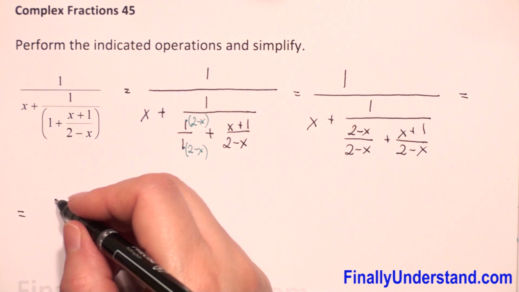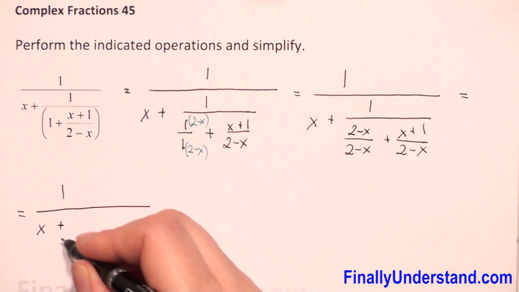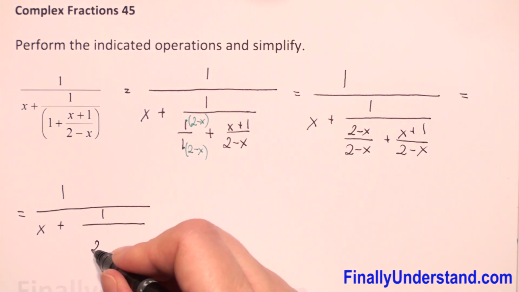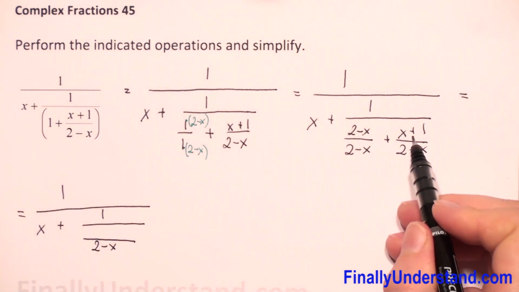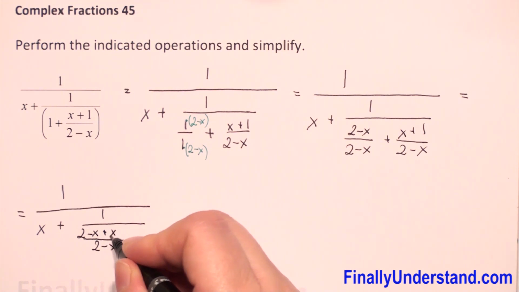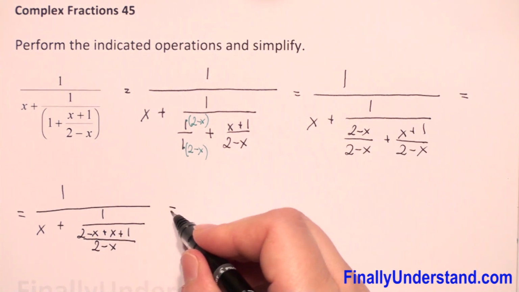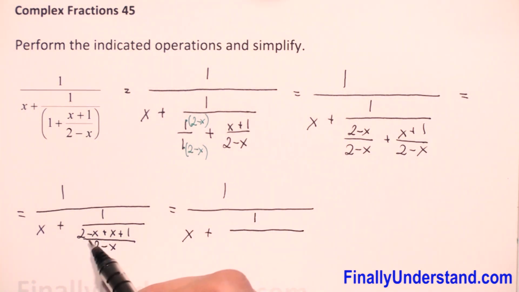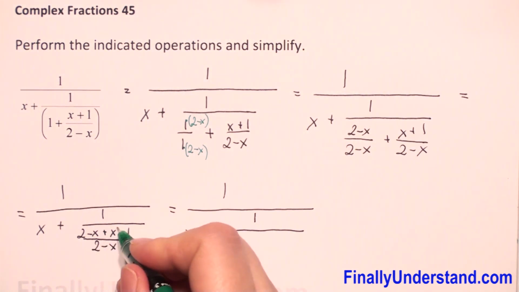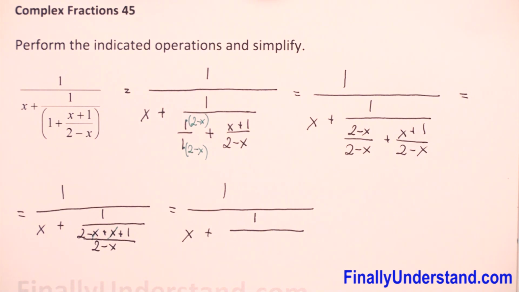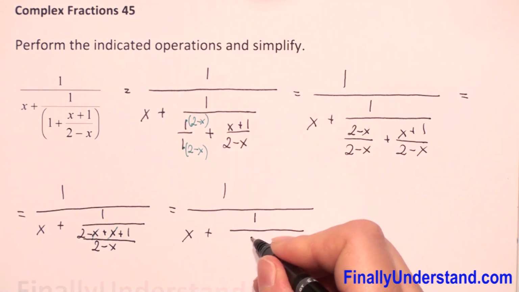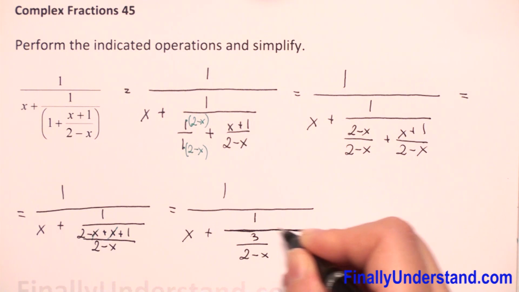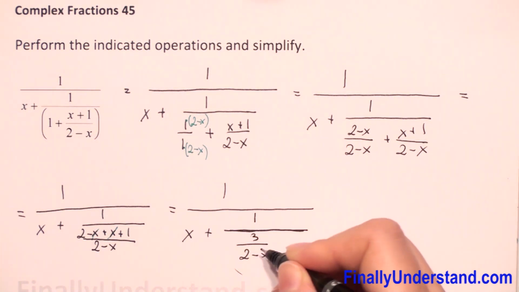So this is equal to 1 over x plus 1 over the same denominators, so we copy the denominator and we have to add numerators. 2 minus x plus 1 we have. So this is equal to 1 over x plus, we have negative x and positive x, so we can reduce. And we have 2 plus 1 is 3. So we have 3 over 2 minus x. This is the main fraction bar for this fraction.